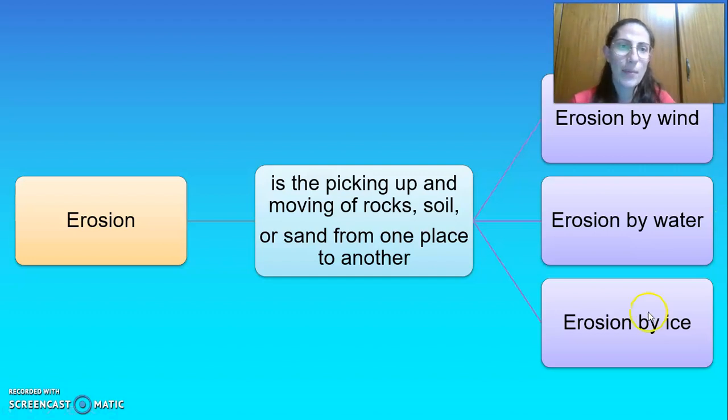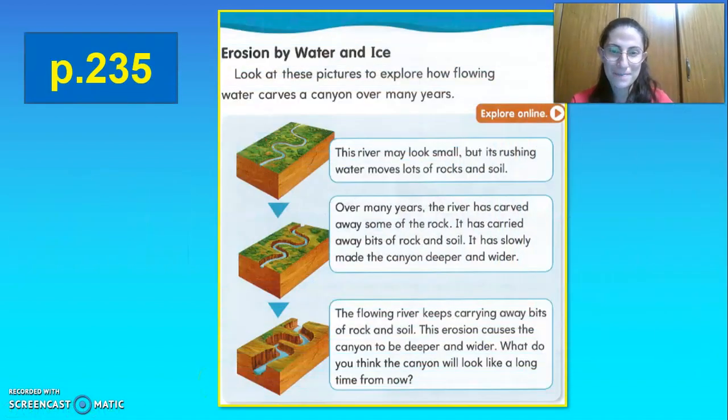How does erosion happen? Either it happens by wind, erosion by wind, or erosion by water, or erosion by ice. Now, last time we studied how erosion by wind happens. For today, we're going to learn how erosion by water and erosion by ice occurs. Are you guys ready? Let's start.